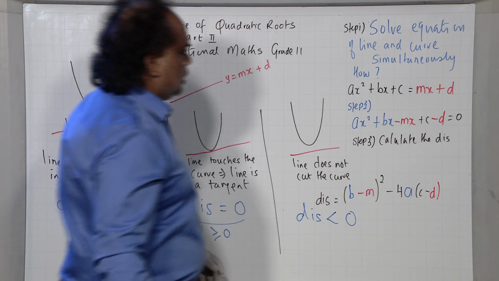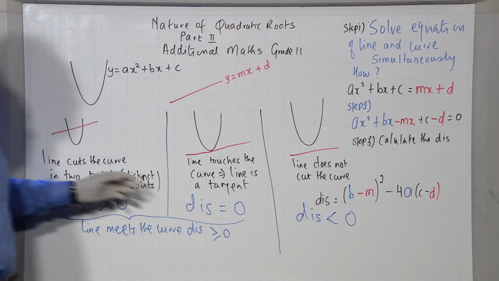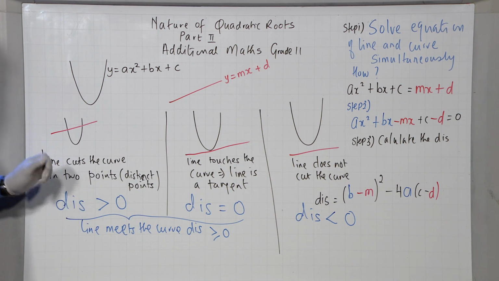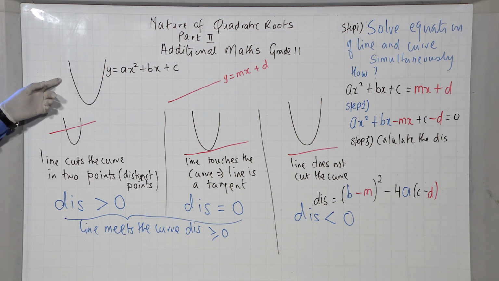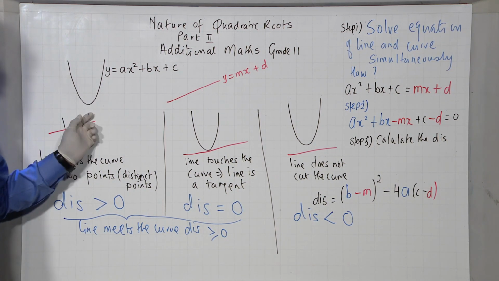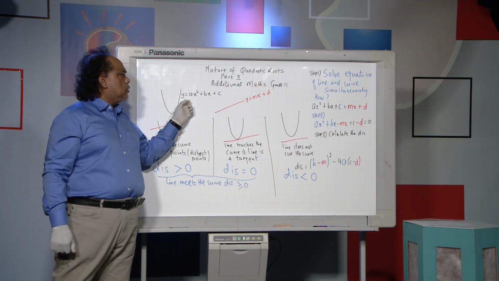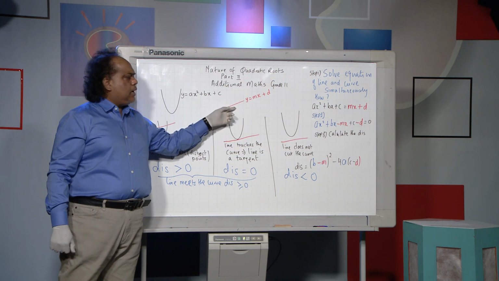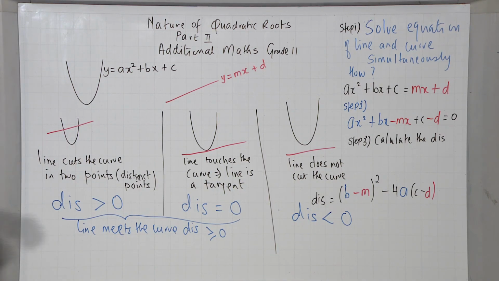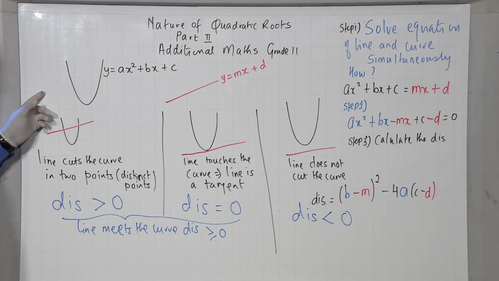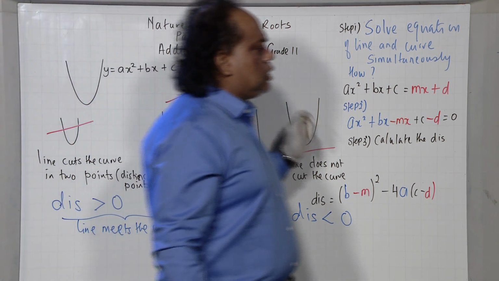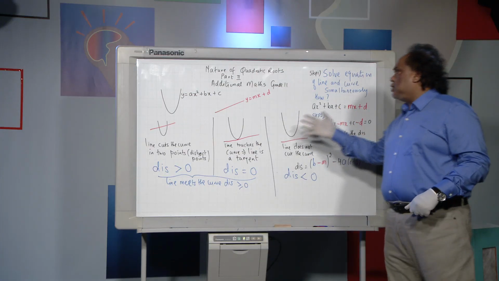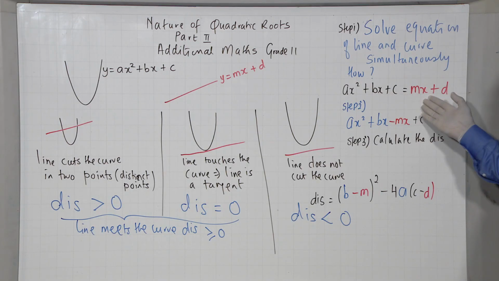So, whatever we learned in part 1 now is being applied to the point of intersection of a line and a curve. So if we have a parabola defined by the quadratic equation, y is equal to ax squared plus bx plus c, and a straight line, y is equal to mx plus d, then 3 things can happen. Line cuts curve at 2 points, line touches the curve, or line does not cut the curve. So, to find the point of intersection, we equate both. Curve equal to line.